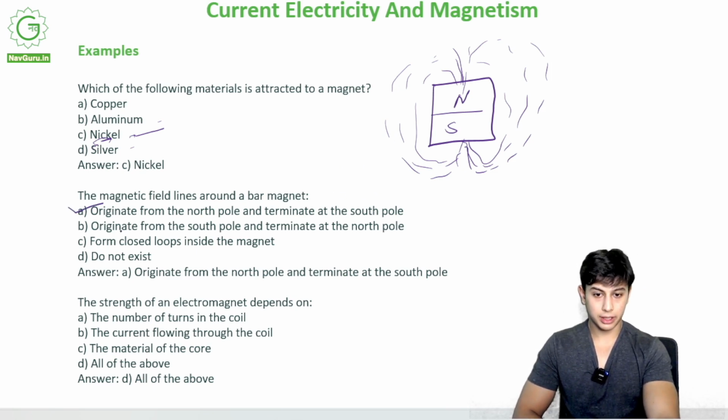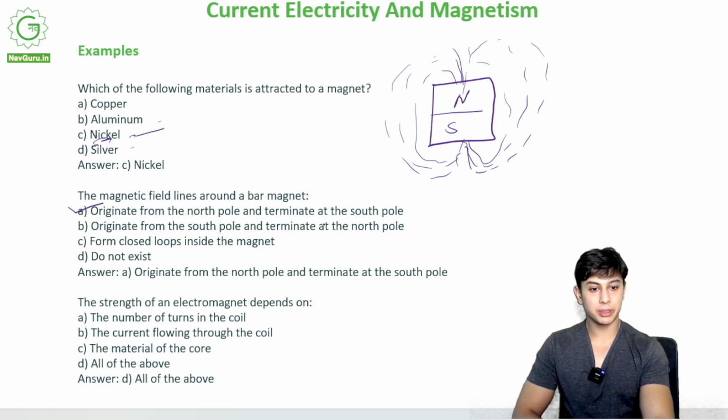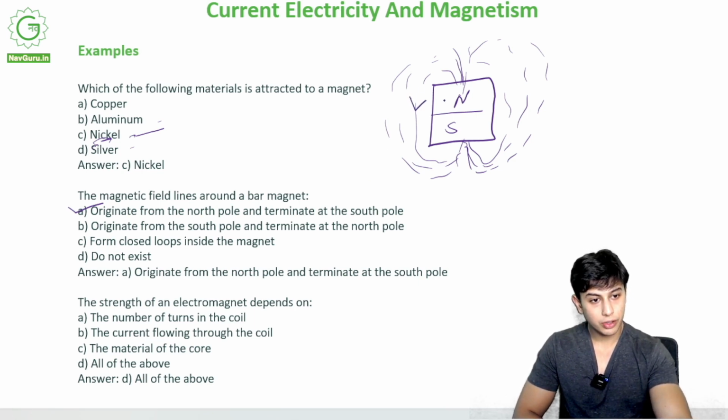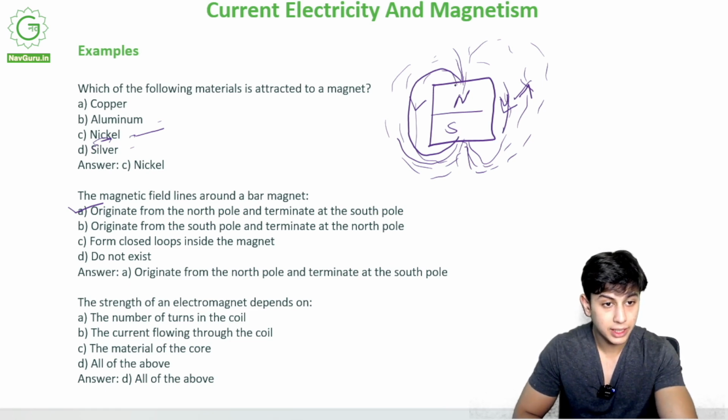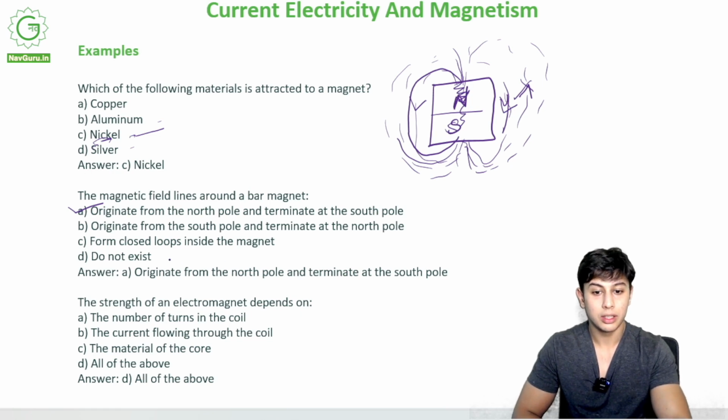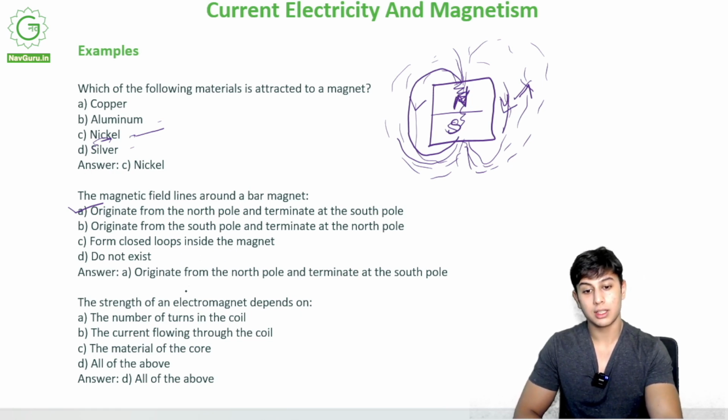This is actually the correct option. Originate from south and terminate at north? Like I told you, these go from this, okay, north to south. Okay, not the other way around. They are not going in this direction. No, they're coming this way. Okay, so they form closed loops inside the magnet. There are no loops? Okay, this is only N and S, no loops. They do not exist. Of course they do exist. Strength of an electromagnet depends on, like I told you, all of these. Go through the options, all of these.